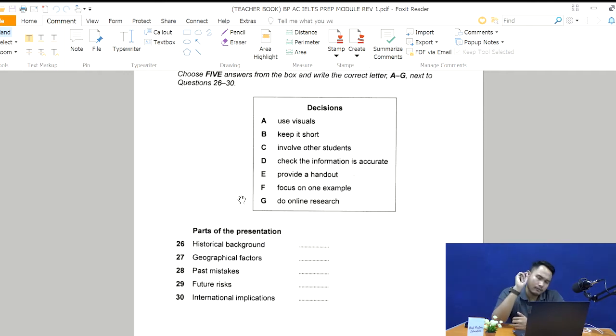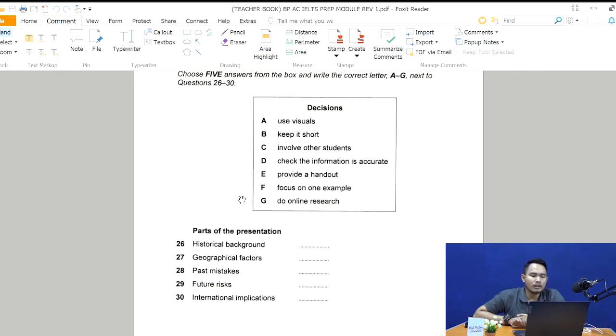Okay? Luckily enough, in IELTS, you may make notes on the question sheets there. So you can put your notes there, and you could just simply put a random letter there, and maybe it's because it's your best guess for that, so it's fine. So use that really well within your process of answering the questions. Okay. Now the historical background here, what would it be? Is it keep it short, or involve the student, or check the information is accurate, or provide a handout, focus on one example, do online research? So if you're a student, then try to pick the best one for this.